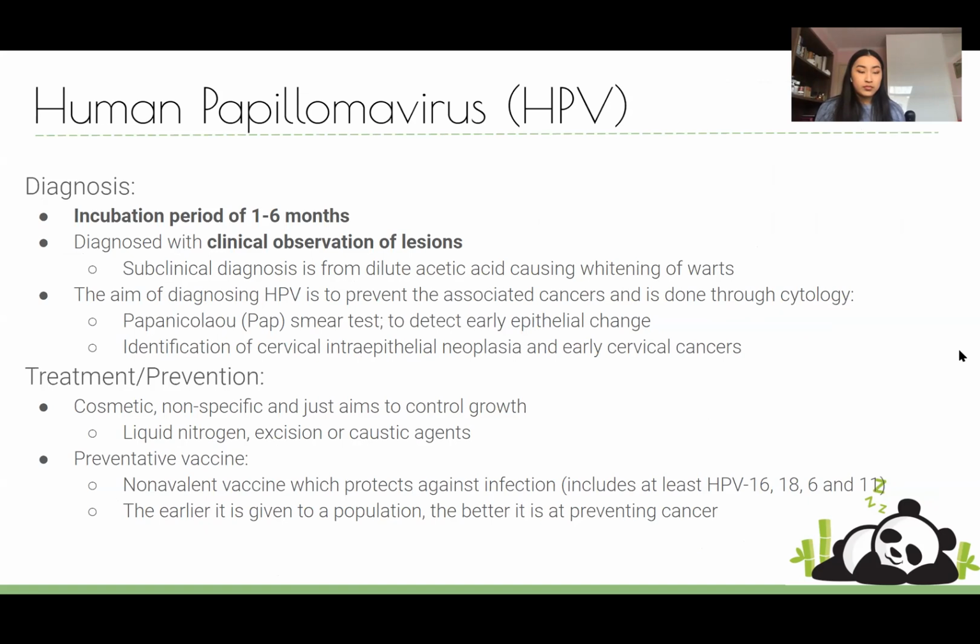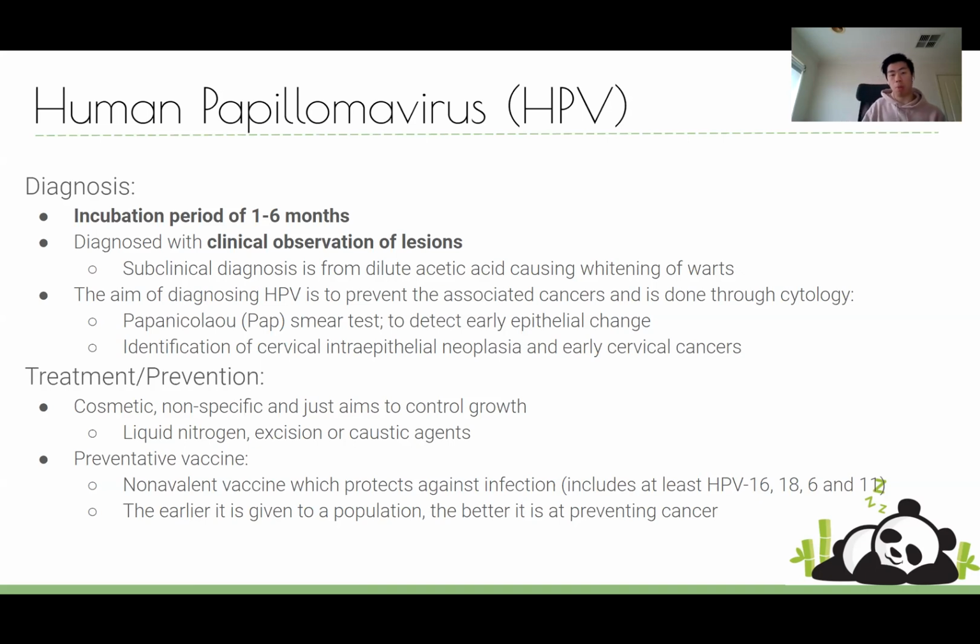It's got an incubation period of 1 to 6 months and is primarily just diagnosed by looking at the lesions. Like if you have a wart, you probably have HPV. Importantly, though, you're also looking at associated cancers done through cytology. So I'm not entirely sure that they're that common nowadays, but they're still a big thing, basically.